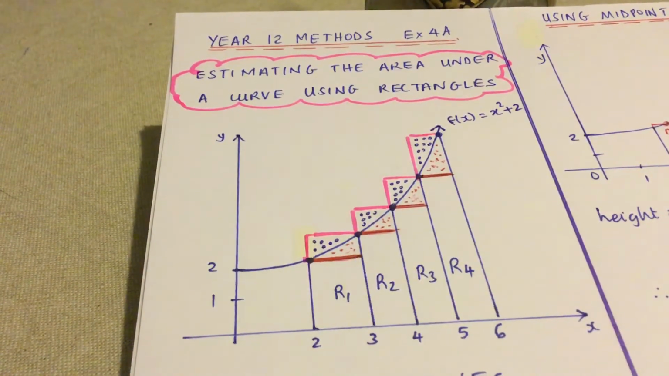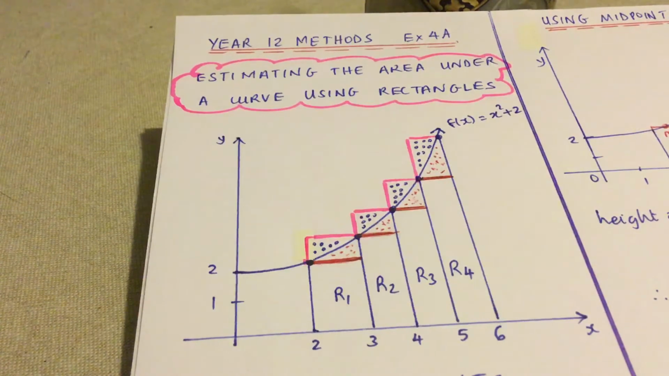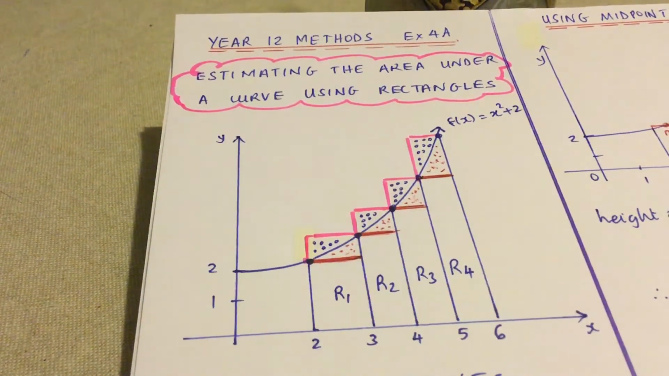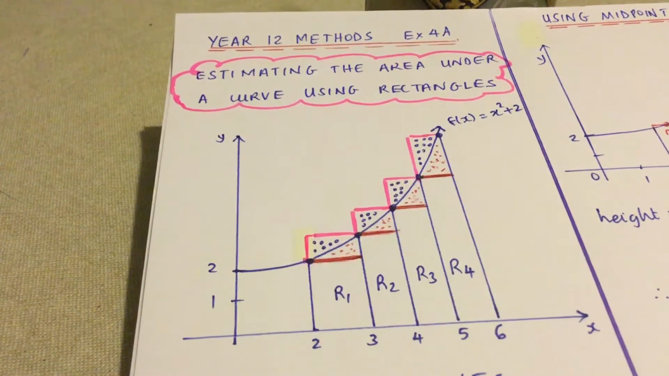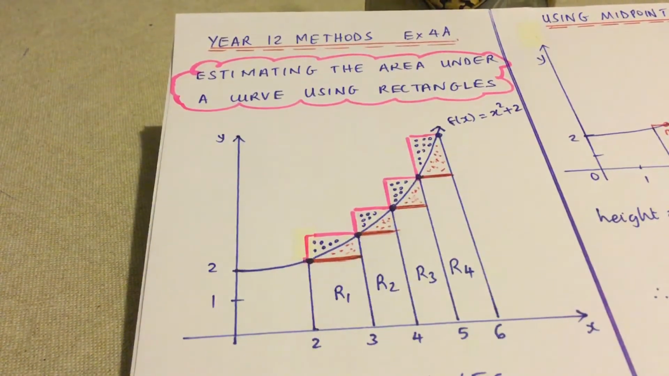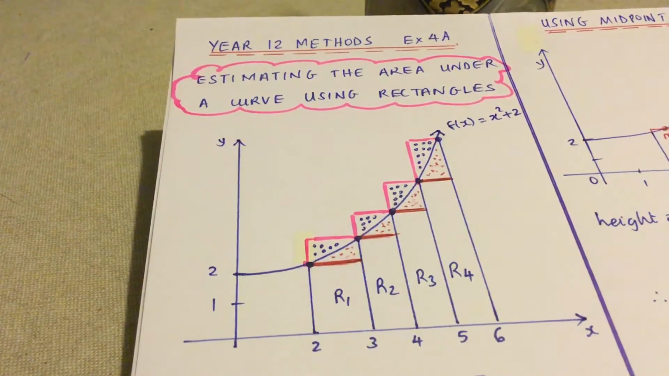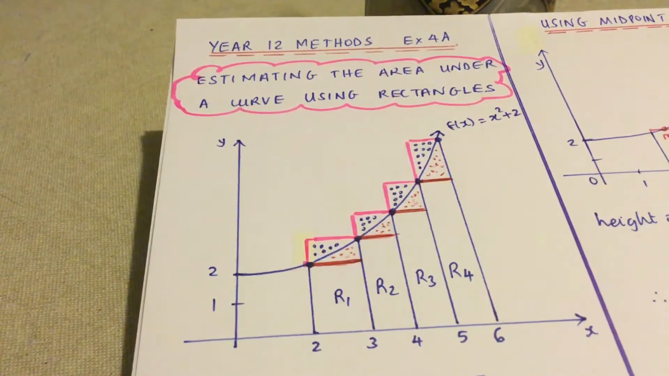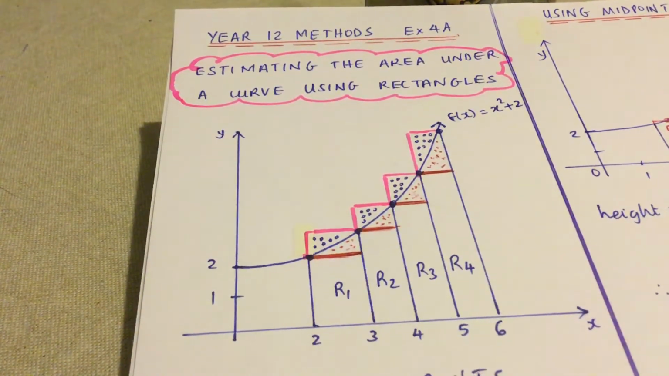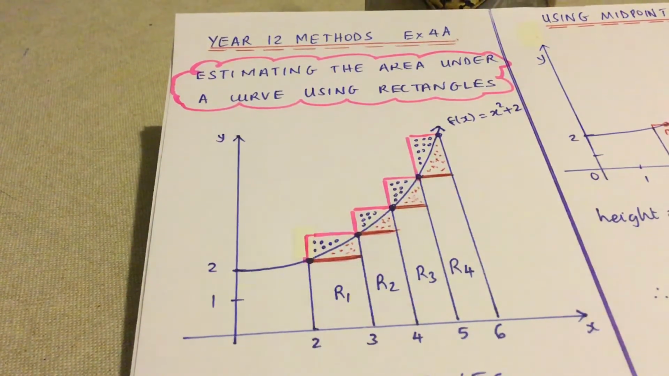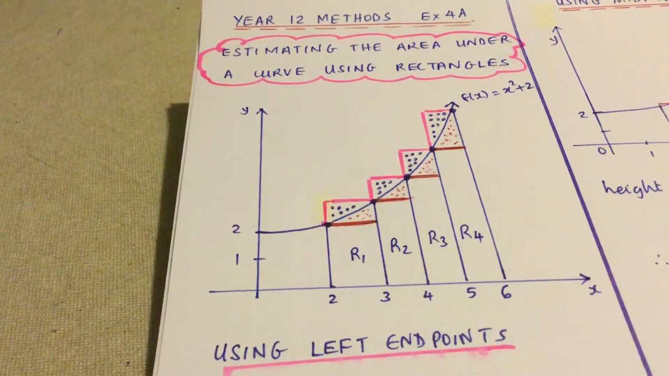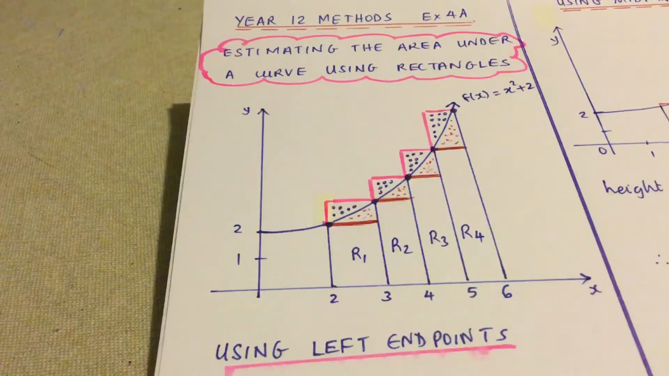The first step will be to find the area of the inscribed rectangles. The inscribed rectangles are the rectangles that lie inside, under the curve, and the circumscribed rectangles are the rectangles that lie above the curve. To find the area of the inscribed rectangles, we're going to use the left endpoints. Now, what are the left endpoints?